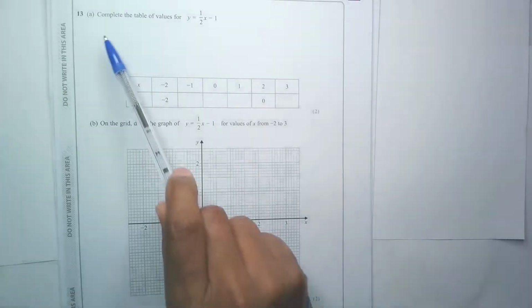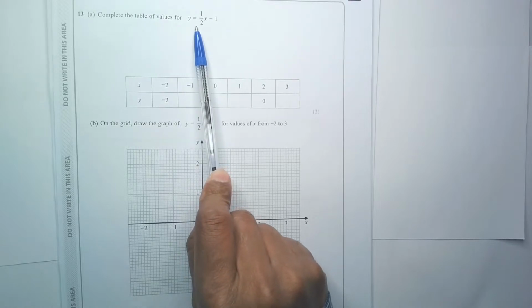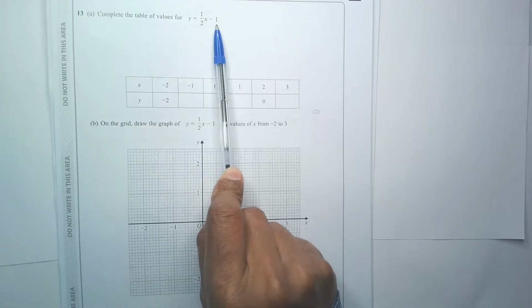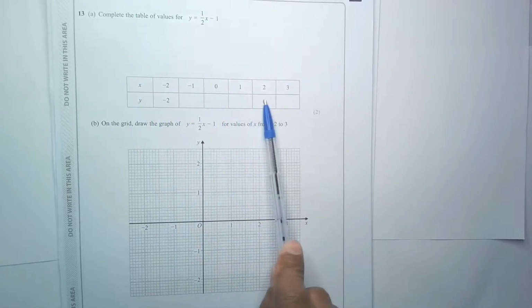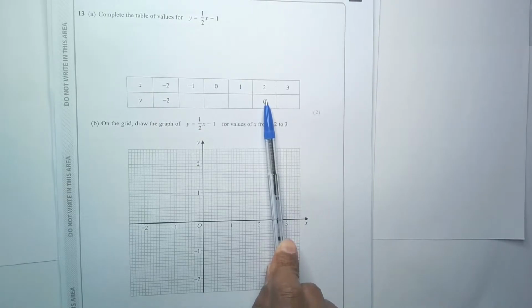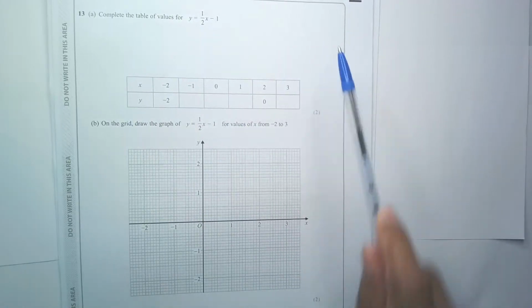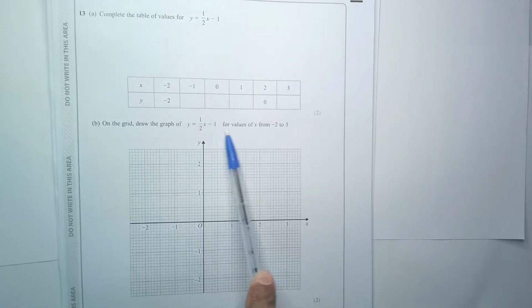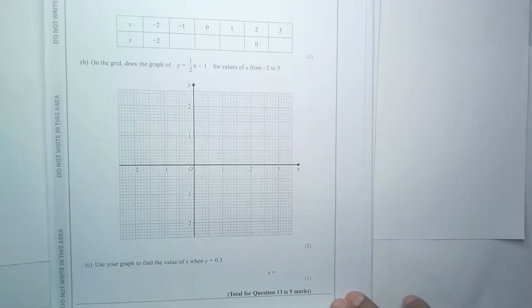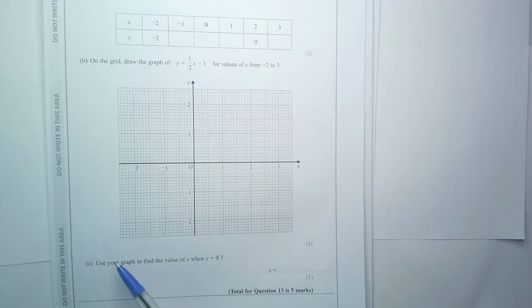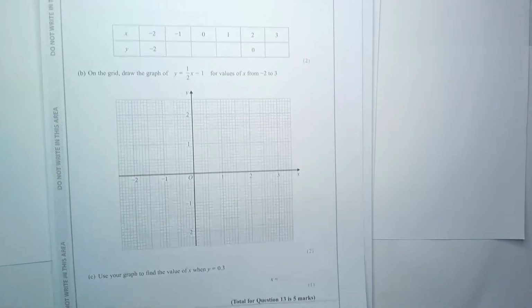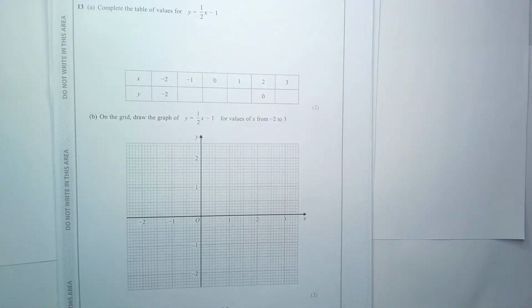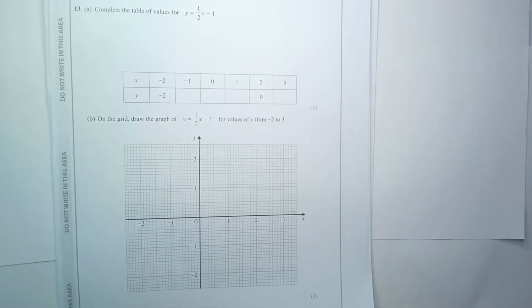So we have got here, complete the table of values, y equals half x take away 1. And then we've got a table of values here. And so we've got space for working out. On the grid, draw the graph of y equals half x take away 1 for values of x from minus 2 to 3. And then right at the bottom of the page as well, we've got use your graph to find the value of x when y equals 0.3. So we've got a lot of things to carry on with.